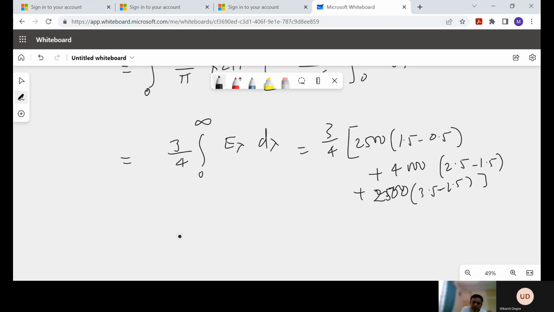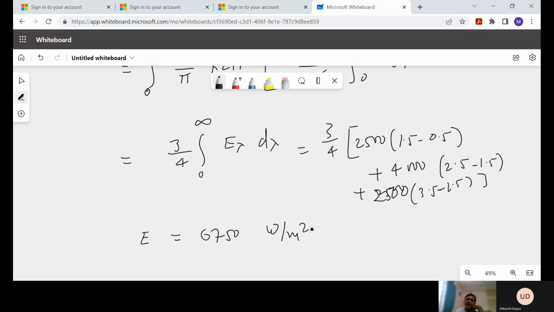Okay, so what we get is 6750 watt per meter square. This is the answer we are expected to get in this case. Is it clear to everyone? Yes, sir. Now, why have we done this entire procedure?